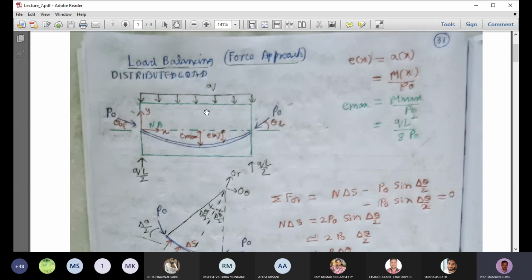You can calculate the reactions at the support. This is a distributed load, so the total load will be q into length, so qL. Half of it will go to the left edge, half of it to the right edge, so we'll have qL by 2 and qL by 2. We have done this analysis. We got e(x), the eccentricity of the cable, as a(x), which is M(x) by P naught. And we found the maximum eccentricity of the cable, which is the moment at the center span divided by P naught. The moment at the center span for a distributed load is qL squared by 8, and we divide it by P naught. So that is the maximum eccentricity.